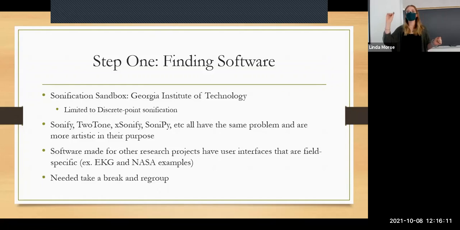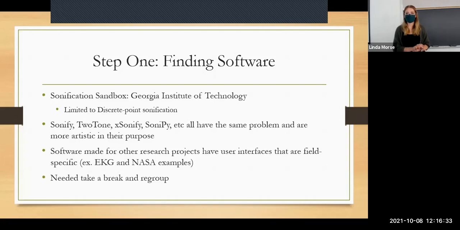And that's cool. It's really cool to get to hear it as music, but time is continuous, and I didn't want to do discrete point. I wanted to do continuous. I thought it would fit the data better. And all of these examples you see, Sonify, two-tone, et cetera, all have the exact same problem. And they have a more artistic purpose.